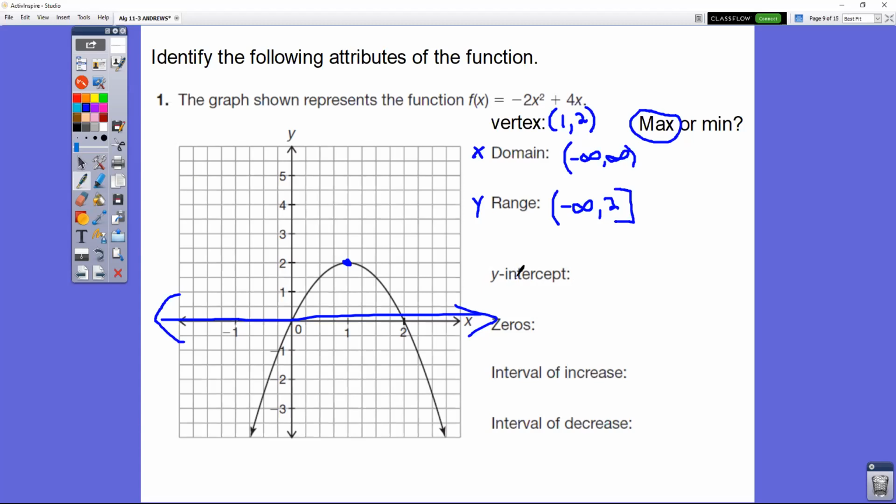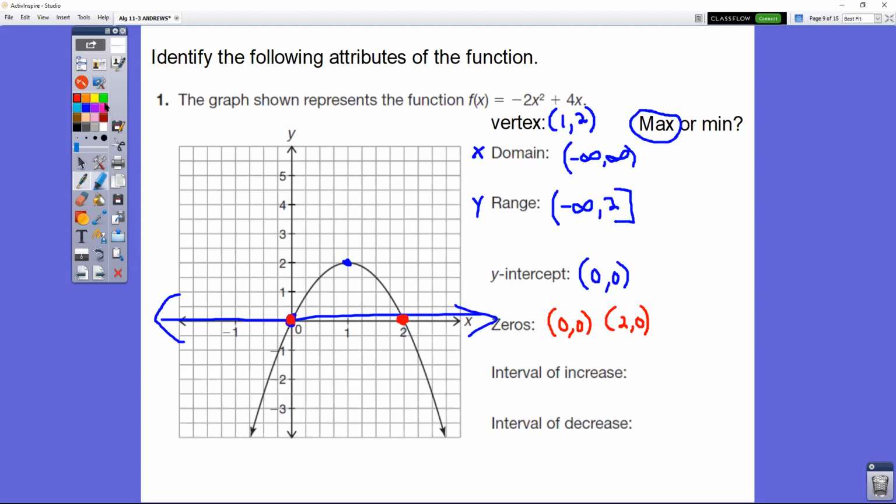Where is the y-intercept? The y-intercept is where the graph crosses the y-axis. The graph crosses the y-axis right there. So it crosses at (0, 0). That is a coordinate, so you use roundy parentheses. The zeros of our graph, where the x-intercepts are. The x-intercepts are here and here in the red. Those are (0, 0) and (2, 0). Again, roundy parentheses because those are coordinates.